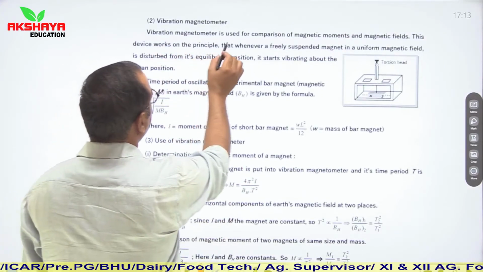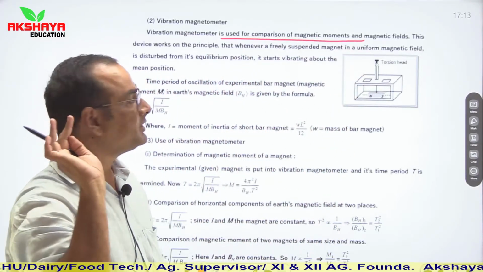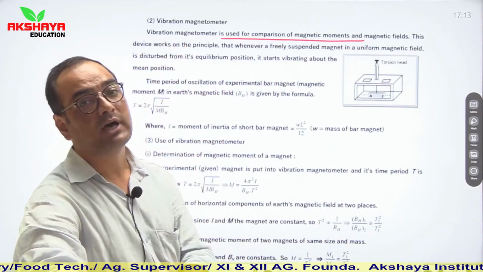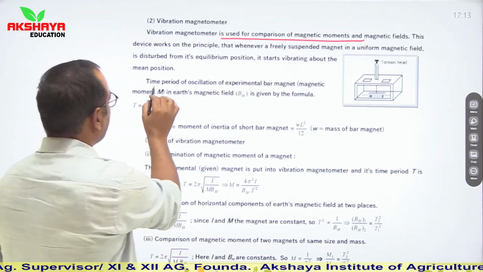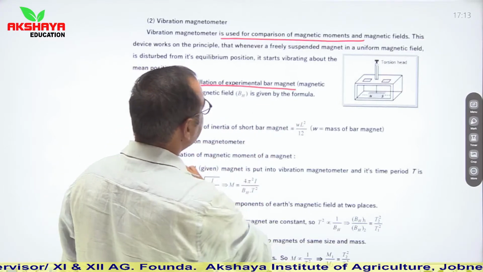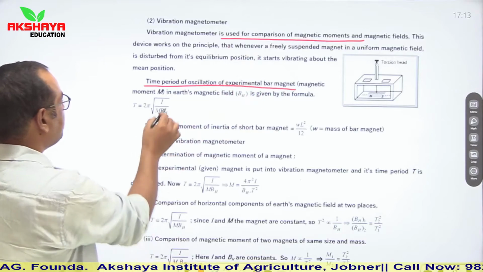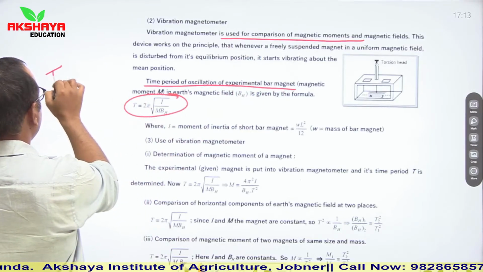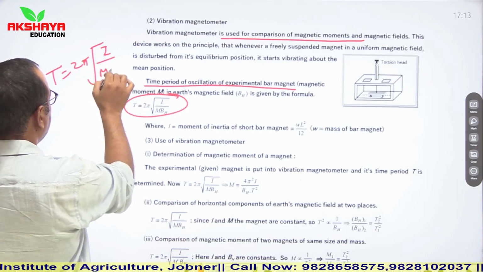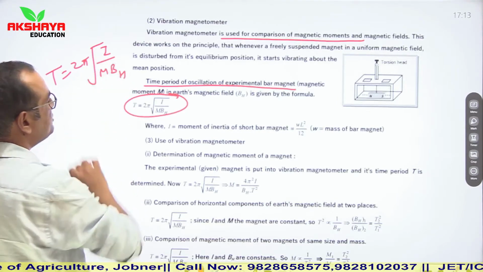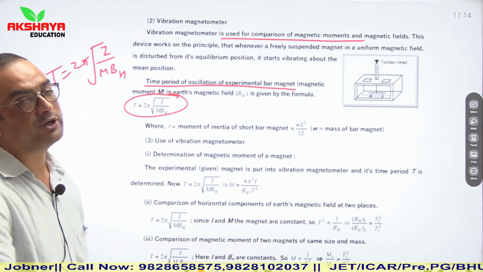So the vibration magnetometer is used for comparison of magnetic moments. The deflection magnetometer and the vibration magnetometer are both used to compare magnetic moments and magnetic fields. Here is the time period of oscillation of the experimental bar magnet. Whenever this bar magnet oscillates, its time period is given by T is equal to 2 pi root I upon MBH. Here I is the moment of inertia, M is the magnetic moment and BH is the horizontal component of Earth's magnetic field.